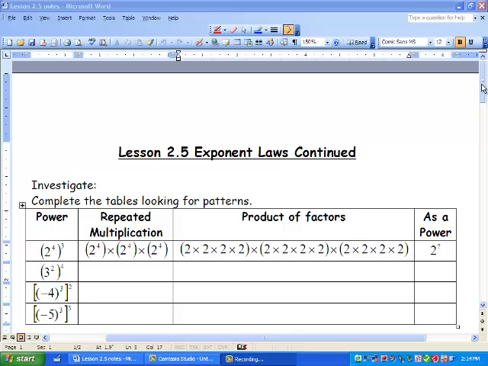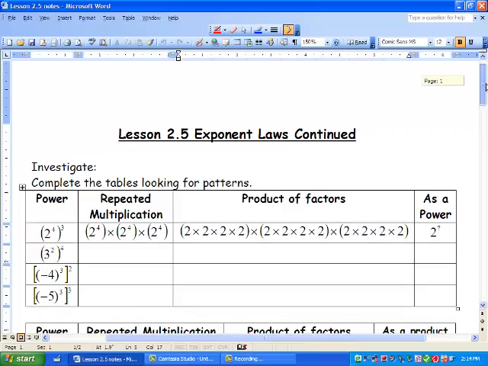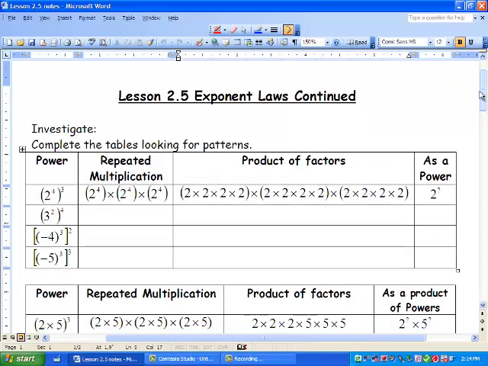Last class we did a little activity. You didn't have a flip for that day, and we had a little bit of a game playing with some dice, and we looked at exponents, all right? So we're going to look into it again, and we're going to look at these tables, and we're going to look for some patterns. So let's start off with this first one here.